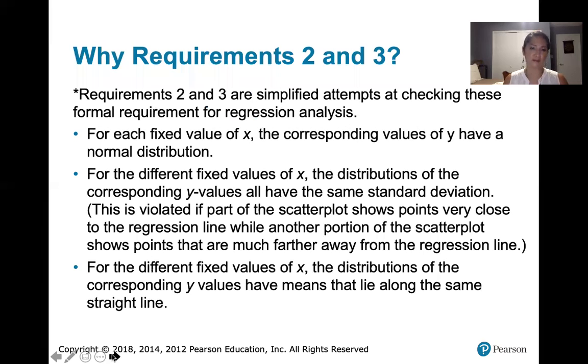And our third formal requirement is that for different fixed values of x, the distributions of the corresponding y values should have means that lie along the same line. Now, these things are difficult to check. So that's why we use requirements 2 and 3 instead. If requirements 2 and 3 are met, then we can assume that these other requirements are at least met well enough for us.